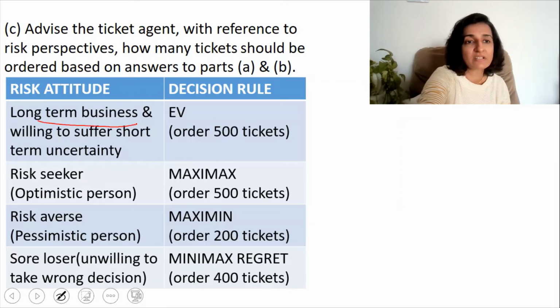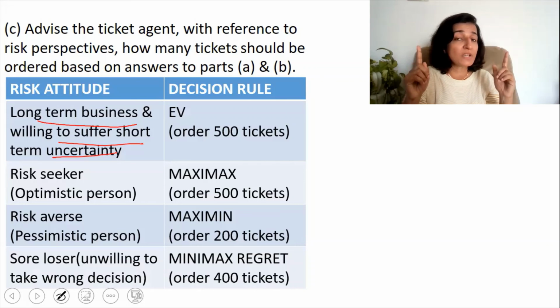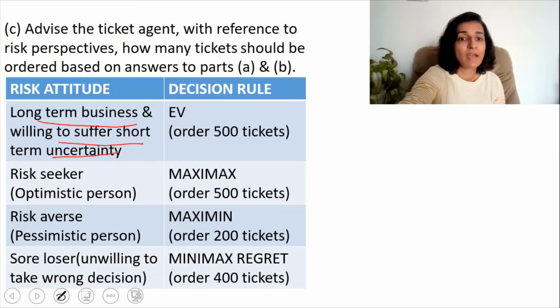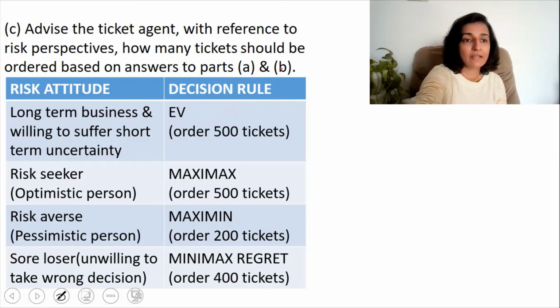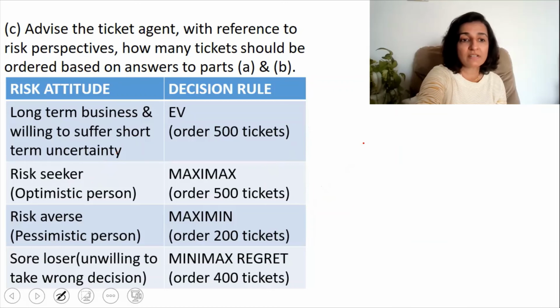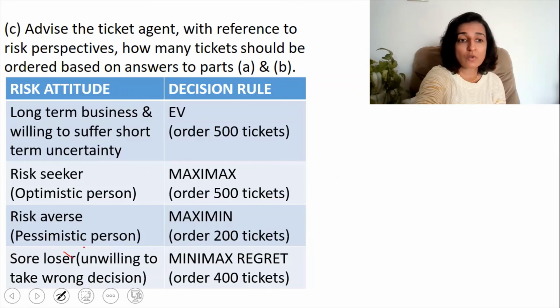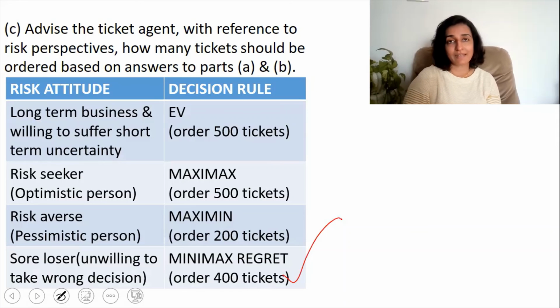If it's for a long-term business and they are not worried about the short-term profits or losses, always adopt expected value or the EV and order 500 tickets. If the person is a risk seeker or an optimistic person, adopt Maximax, order 500 tickets. If the person is a risk averse or a pessimistic person, adopt Maximin and order 200 tickets. And if the person is a sore loser that is unwilling to take the wrong decision, adopt Minimax regret and order 400 tickets. So this is based on the risk attitude.